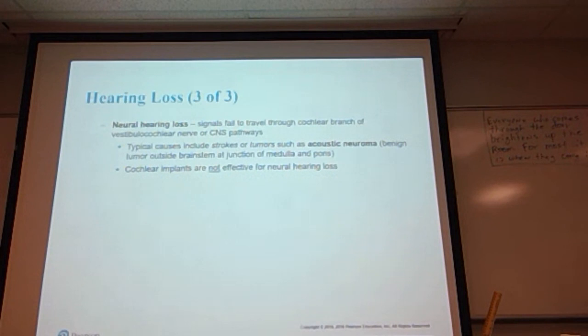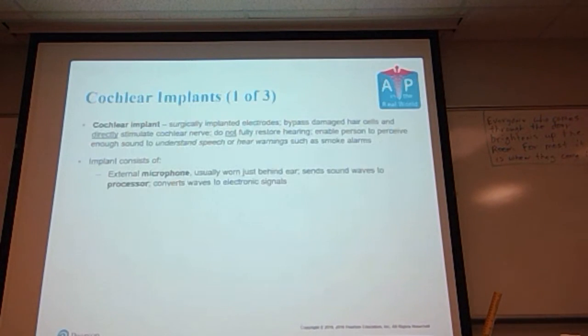Neural hearing loss is where the signals fail to travel through the cochlear branch of the vestibulocochlear nerve or the central nervous system pathways. Typical causes of this include strokes or tumors, such as an acoustic neuroma, which is a benign tumor outside the brainstem at the junction of the medulla and the pons. Cochlear implants are not effective for neural hearing loss. As far as I know, there are no effective treatments for neural hearing loss.